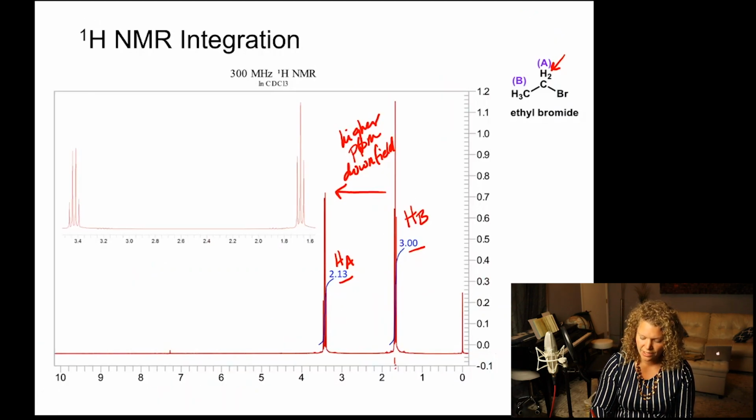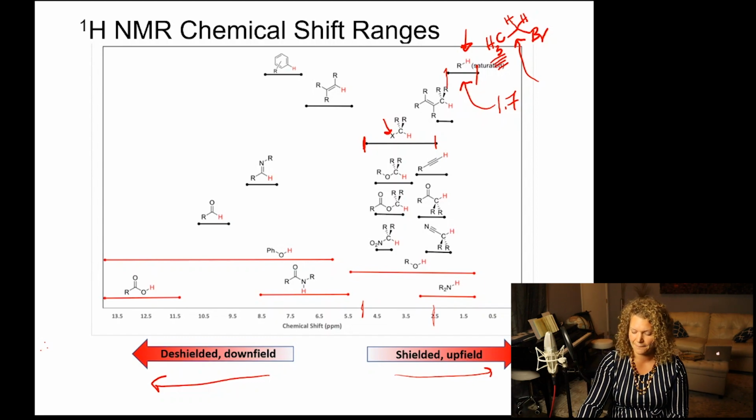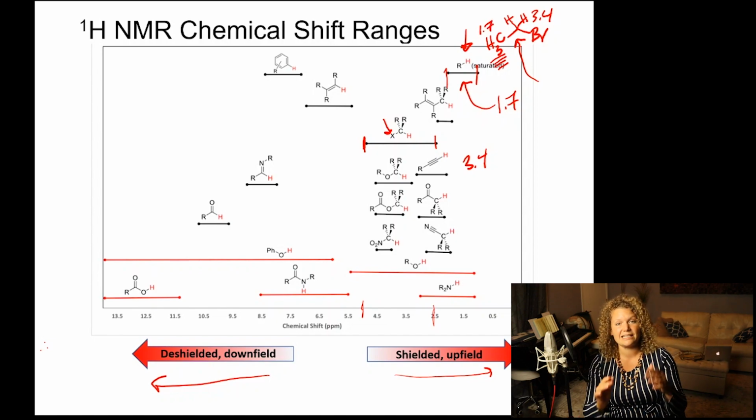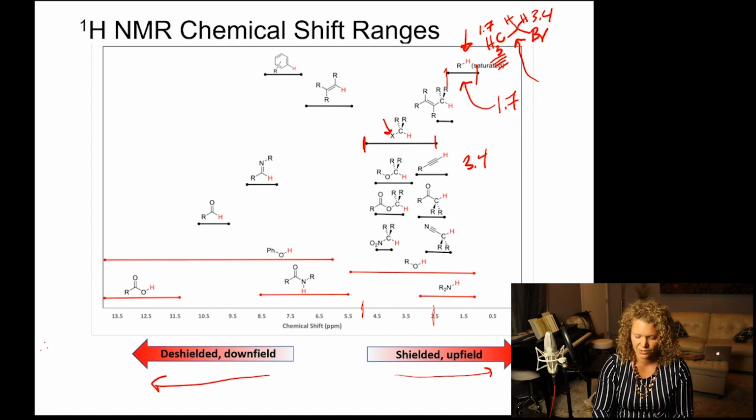Our signal here is around 1.7 for our CH3, and then the signal here is around 3.4. Does 1.7 fit in this range? It absolutely does. You can see here the range is about from 1 to about 2 ppm. And then our other signal was around 3.4. That was for this CH2, and it is indeed within that range. So this is a really good way that we can check to see if what we were thinking is correct.